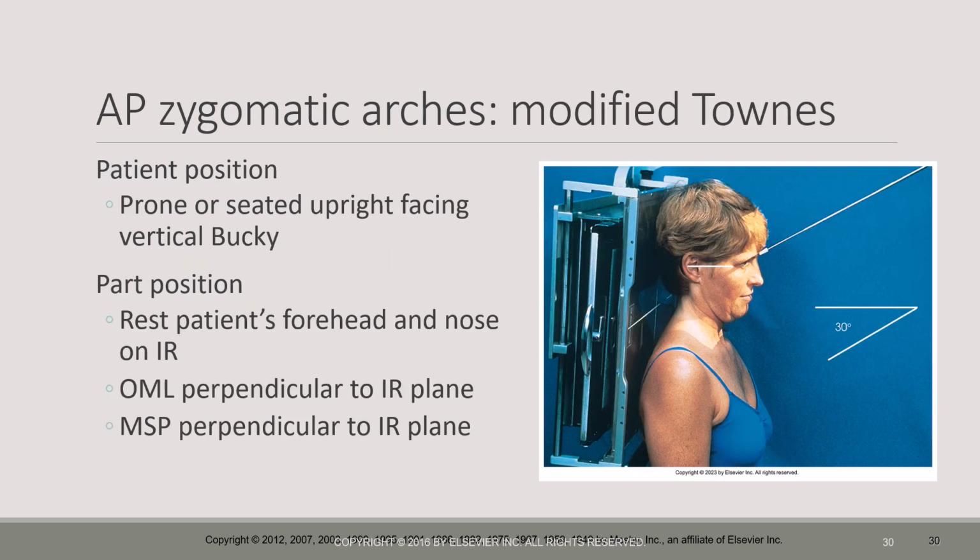The SMV series starts with a modified Townes. For a conventional Townes, we're going to make the OML perpendicular, mid-sagittal plane perpendicular, and we're going to invoke a 30-degree caudal angle. For a conventional Townes, we center 2 inches superior to the glabella. For the modified Townes for zygomatic arch, we want the central ray coming right through the level of the zygomatic arch. So we're centering right at the glabella, or 1 inch superior to the nasion. Okay. Ignore that part about the forehead and nose resting on the IR. That's for a PA. That's not for an AP.